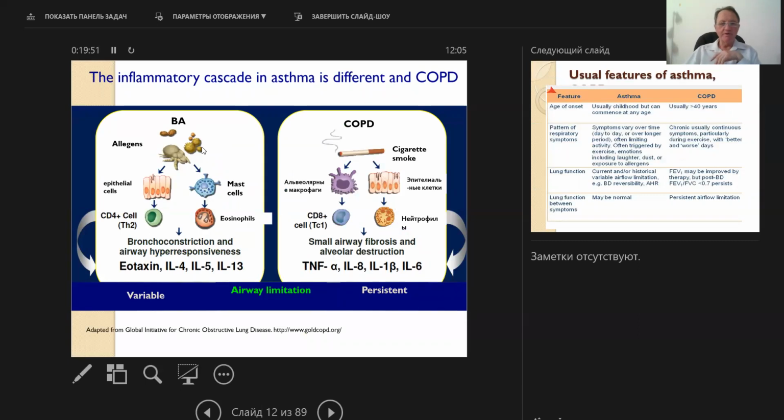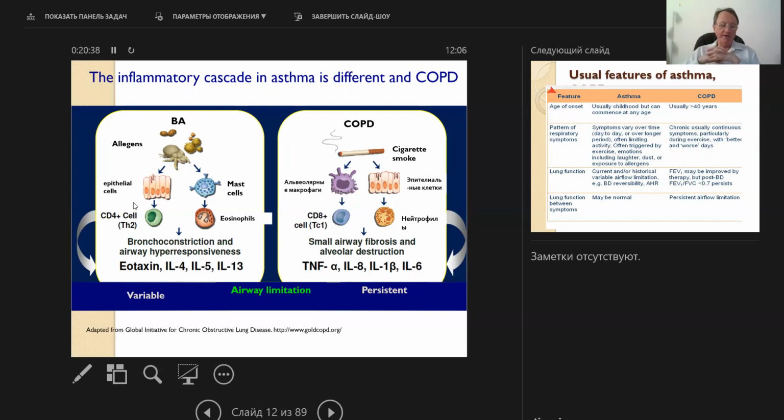In this slide, you can see the difference between bronchial asthma and COPD concerning the trigger factors. In bronchial asthma, it's mostly allergens. In COPD, it's hazardous noxious particles or gases. First of all, it's cigarette smoking. And what types of inflammatory cells play an active role in the inflammation? In bronchial asthma, it's mast cells, eosinophils, CD4 cells, T helper cells.